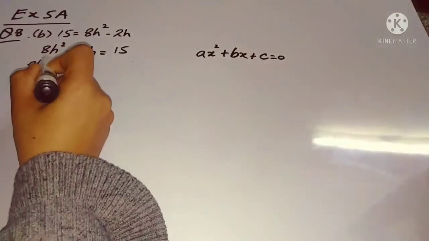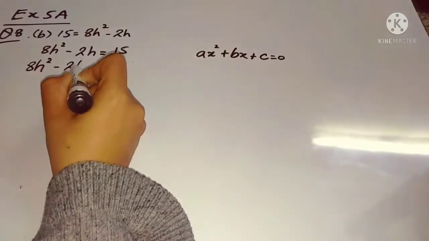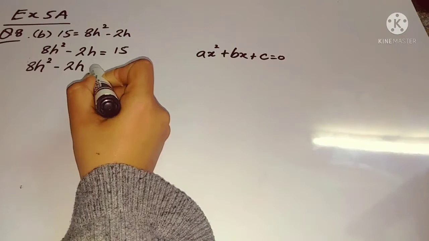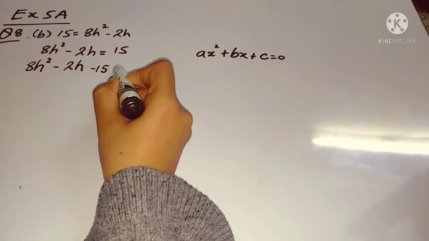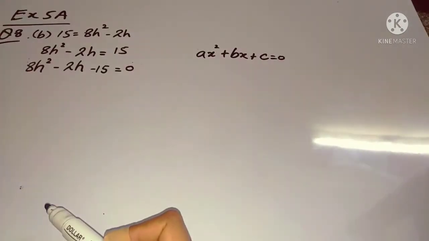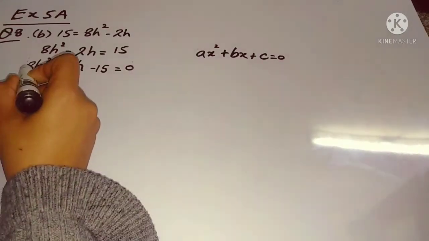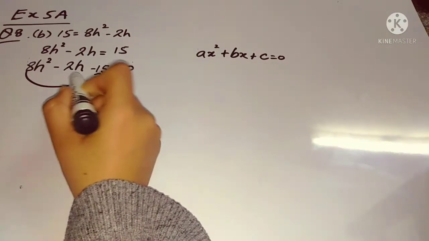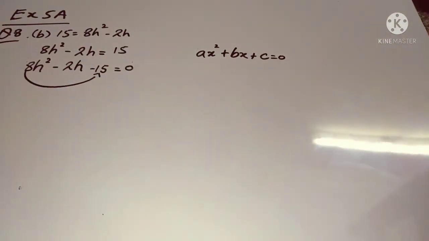So 8h square minus 2h. 15 is adding over here. It will go to this side. It will be subtracted. Minus 15 is equal to 0. Okay, so now we can solve it with the help of factorization. For that, you have to multiply the first and the last term. So when you multiply 8 and 15, what will you get?